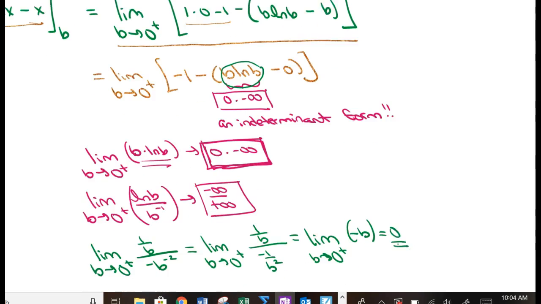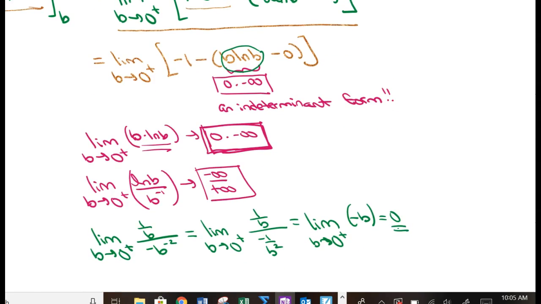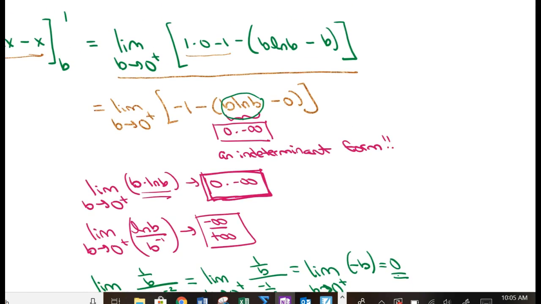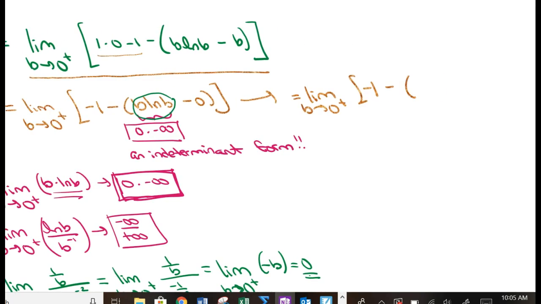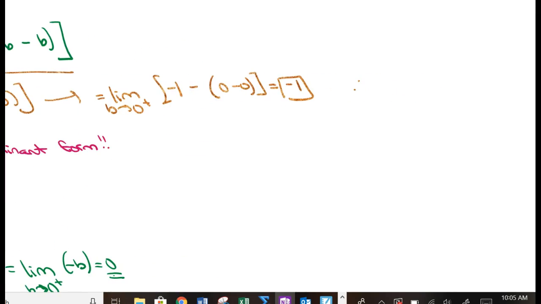So I'm going to go back here. This is all side work, okay? This now becomes, right here, I can now simplify. This now becomes the limit as b approaches 0 from the right of -1 minus the quantity 0 minus 0. The whole limit equals -1. Therefore, the integral converged, and it converged to -1.